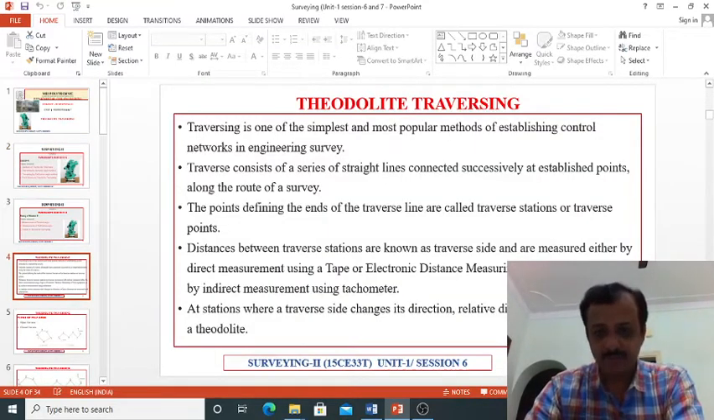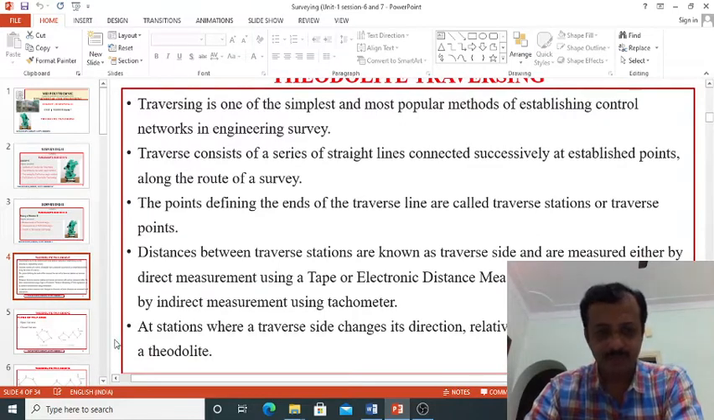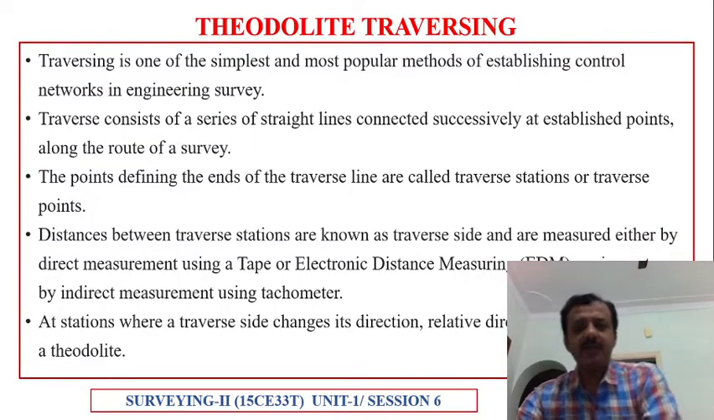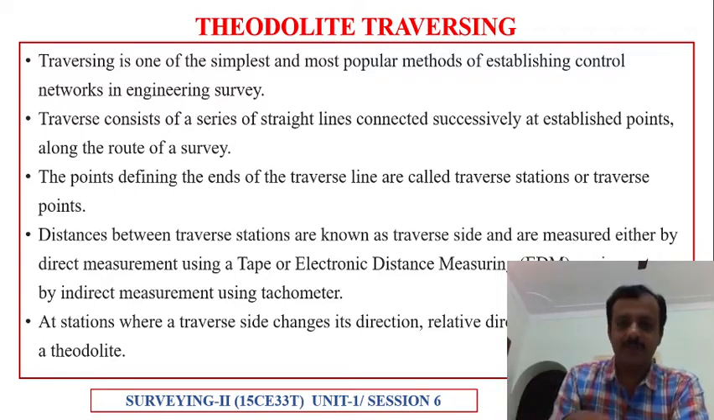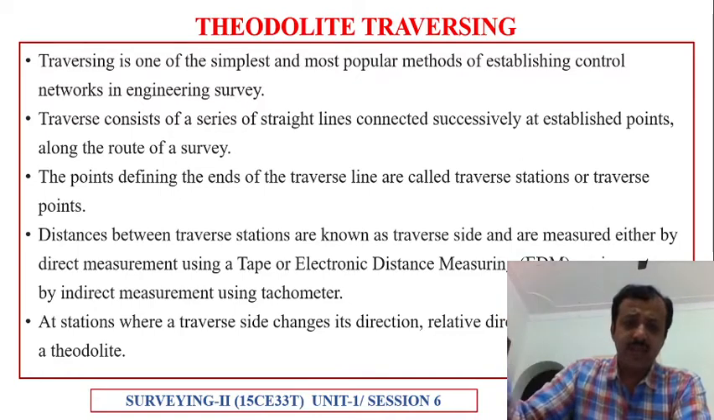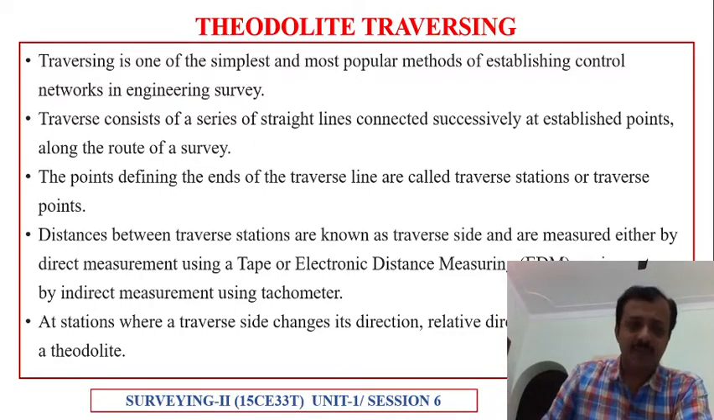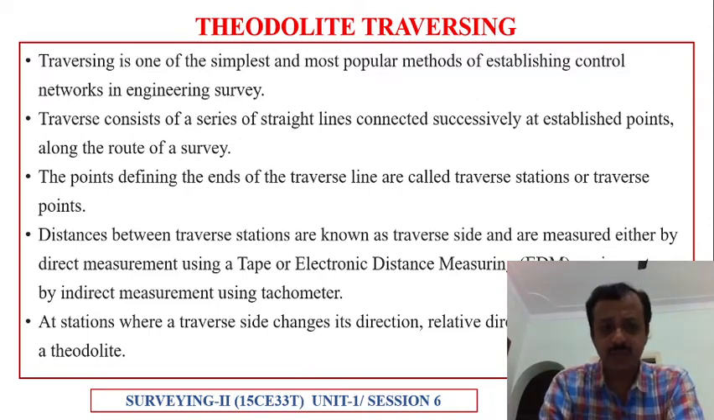What is meant by traversing? Traversing is one of the simplest and most popular methods of establishing control networks in engineering survey. Traversing consists of a series of straight lines connected successively at established points. Say if I want to find the area of a land, I am going to establish some control points and join all these control points by means of straight lines. This we call traversing.